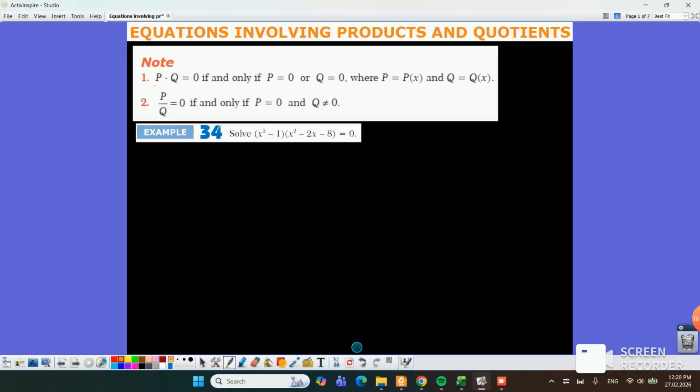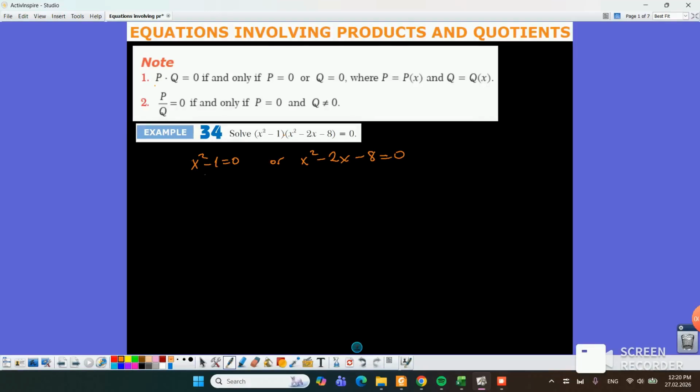So here we have a product of two expressions: x squared minus 1 times x squared minus 2x minus 8 is equal to 0. If their multiplication is equal to 0, then from the information that we got, x squared minus 1 has to be 0 or x squared minus 2x minus 8 is equal to 0. As you can see, here we have two quadratic equations. Now we know how to solve quadratic equations.